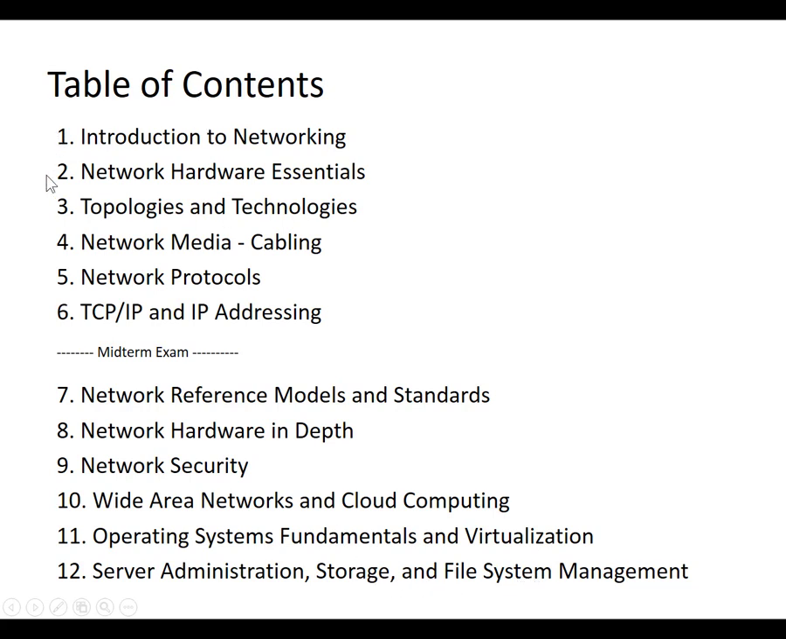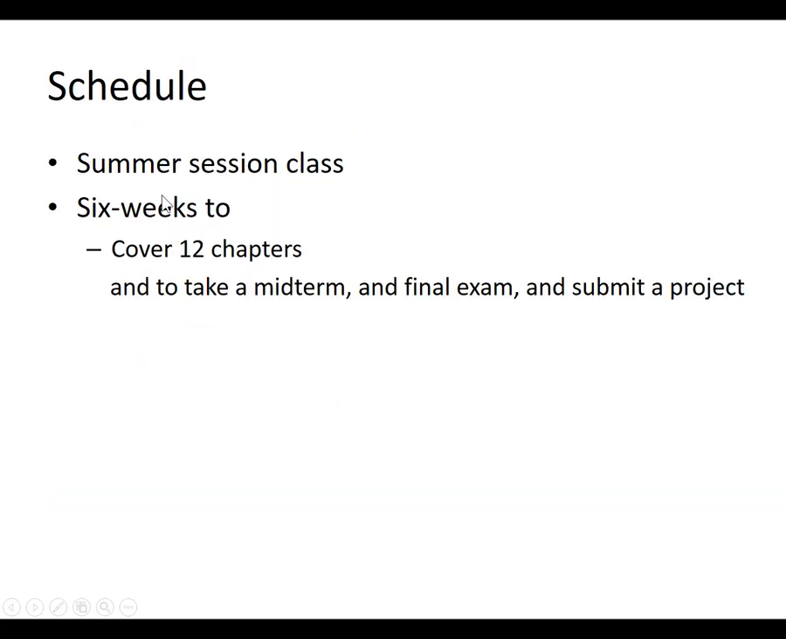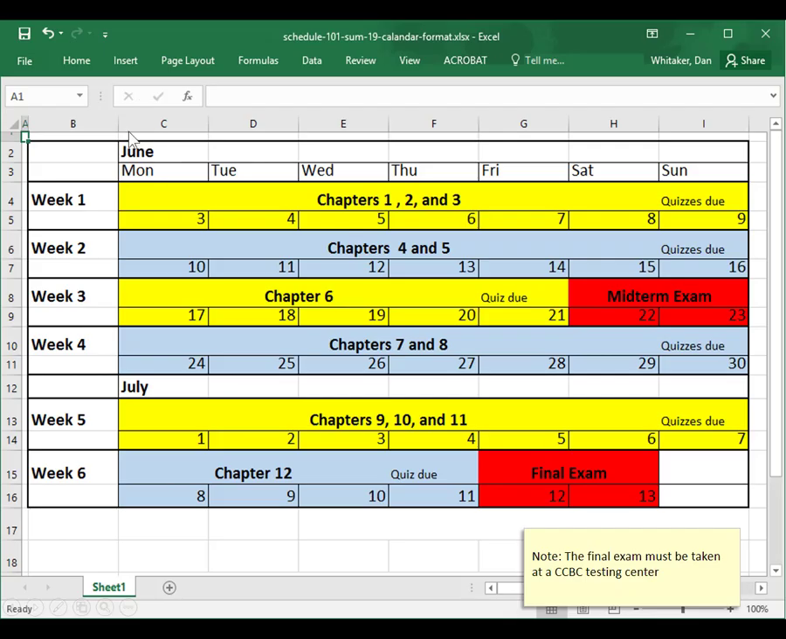We have 12 chapters to cover, and since this is a summer class, we only have 6 weeks to cover those 12 chapters and take a midterm and a final and submit a project. So let's look at what our schedule is. Week number 1, you have 7 days to cover chapters 1, 2, and 3. And then the quizzes, all 3 quizzes are due Sunday night at midnight.